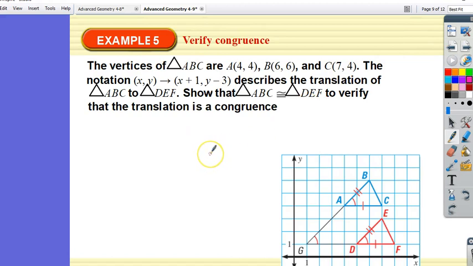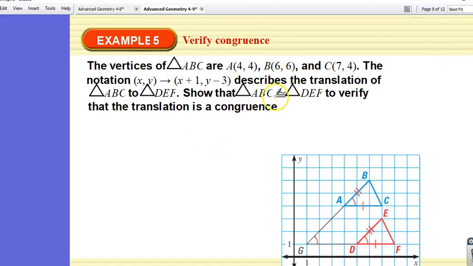All right, so the vertices of triangle ABC are as follows. A is at 4, 4, B is at 6, 6, and C is at 7, 4. The notation of XY becomes X plus 1, Y minus 3. This is going to be a right 1, down 3. Describes the translation of ABC to DEF. Show that ABC is congruent to DEF to verify that the translation is a congruence.